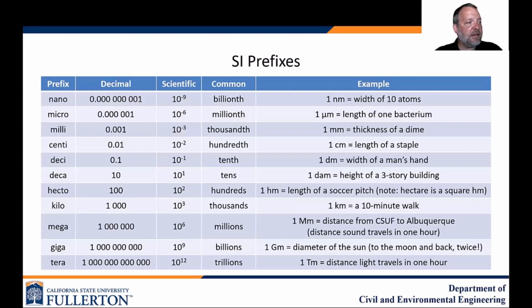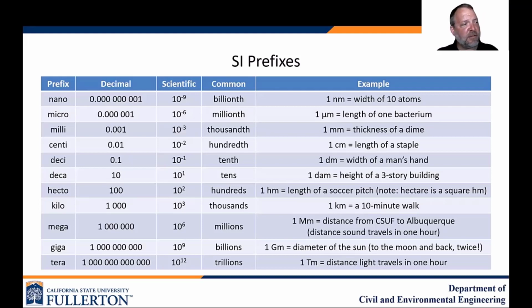And then a terameter, a trillion meters, is the distance that light travels in 1 hour. The distance from us to the sun is 8 minutes of light travel, which is 1 AU. So light travels from the sun to the earth in 8 minutes, and it can travel 1 trillion meters in an hour. So that tells you how big that is.